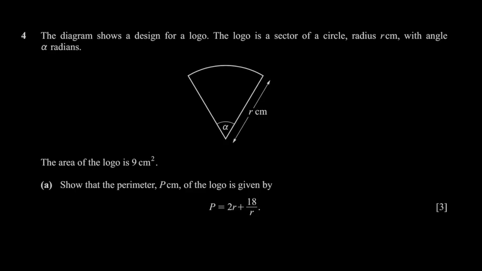Okay, question 4. The diagram shows a design for a logo. The logo is a sector of a circle with radius of r and angle of alpha. The area of the logo is 9 centimeters squared. Show that the perimeter is given by this.